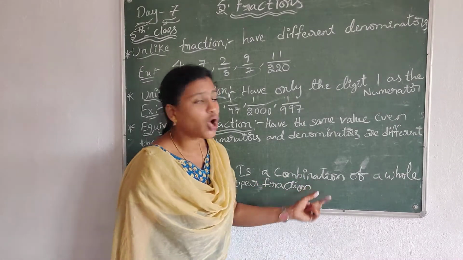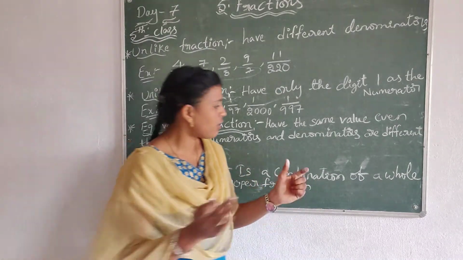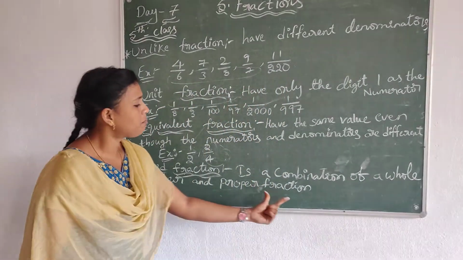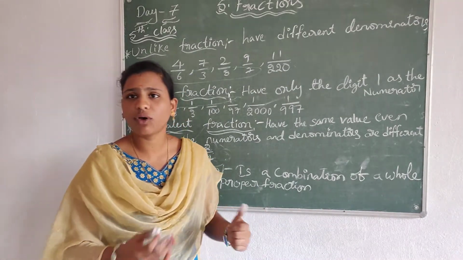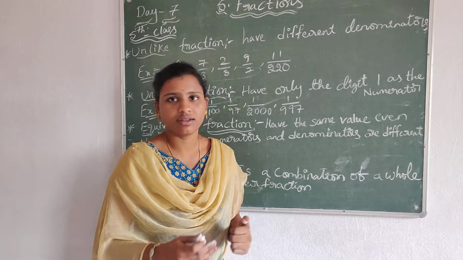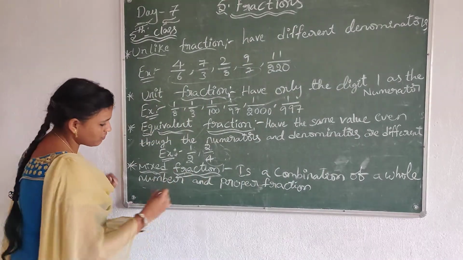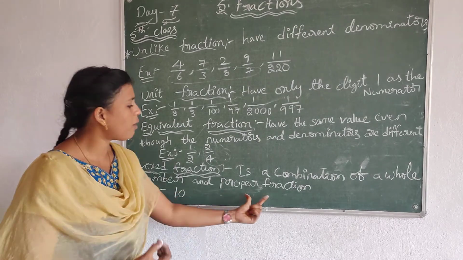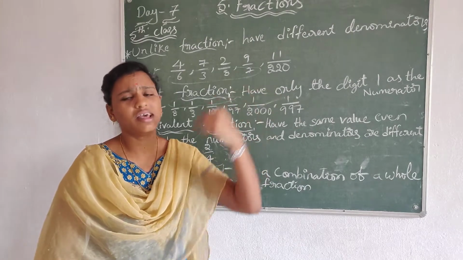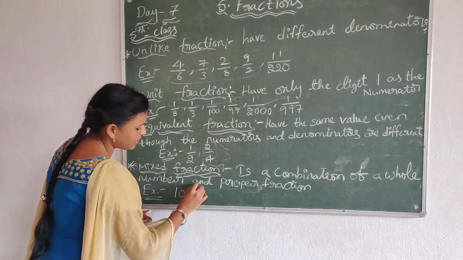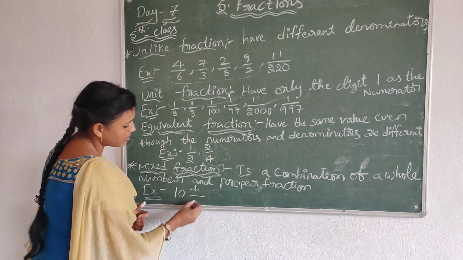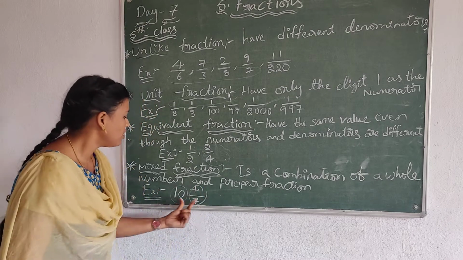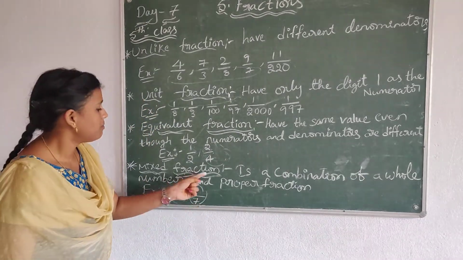A mixed fraction is a combination of a whole number and a proper fraction. For example, take a whole number 10. Take a proper fraction. Proper fraction means numerator less than the denominator. Take a smaller number as the numerator and write a bigger denominator. This is a whole number, this is a proper fraction. This combination is called a mixed fraction.